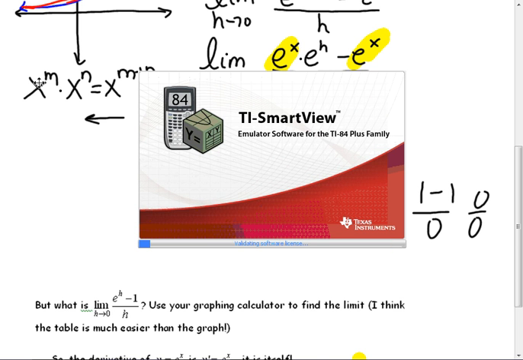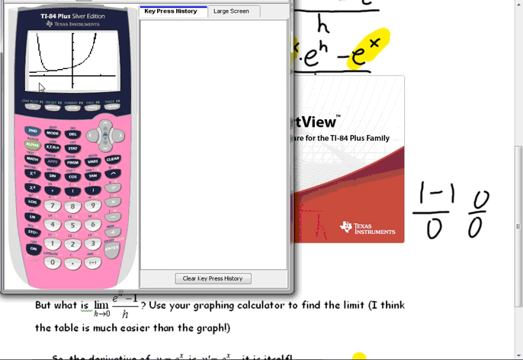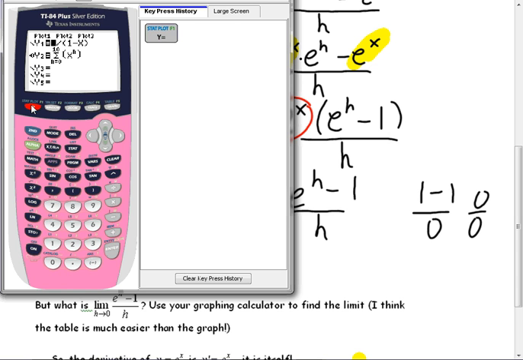So I don't care if it's e to the h minus 1 over h or if it's e to the x minus 1 over x. It doesn't make any difference. So we're going to clear this out. And by the way, you can do these really crazy summation things that I have up here. It's kind of cool. We do that in BC.